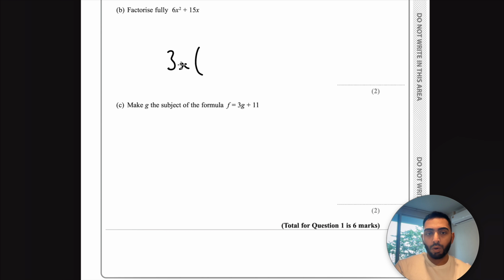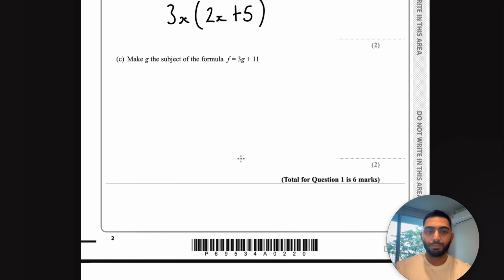Now we're thinking, what multiplies by 3 to give me 6? It'd be 2. What multiplies by my x to give me x squared? That'd be x. And then to get the 15x, I could do 15x divided by 3x, that'd just be 5. And the way we can check this, 3x times 2x gives us 6x squared. 3x times by 5 would give us 15x, so that's correct.